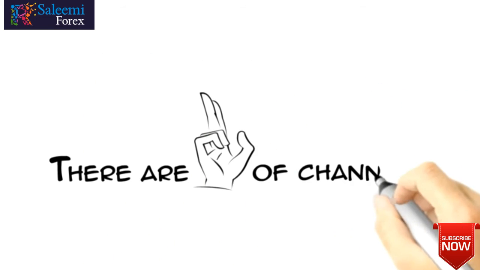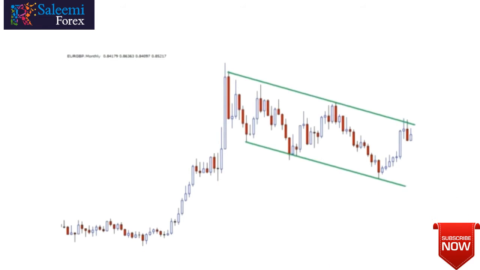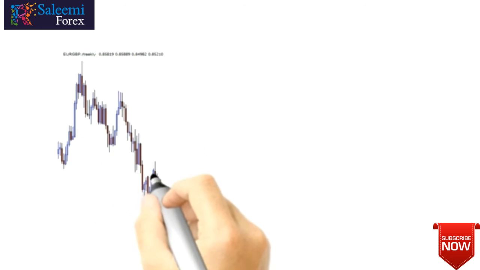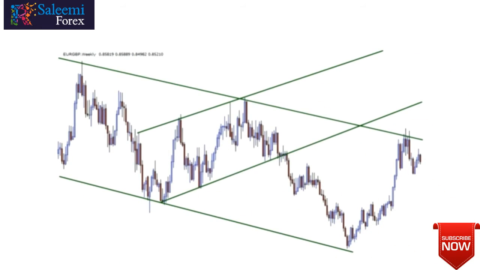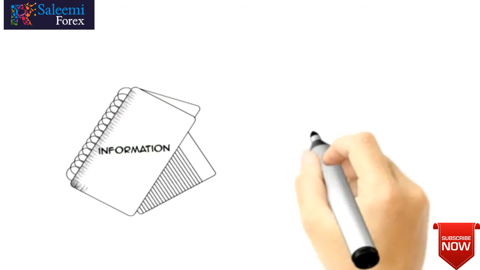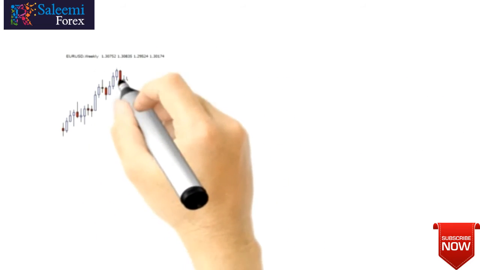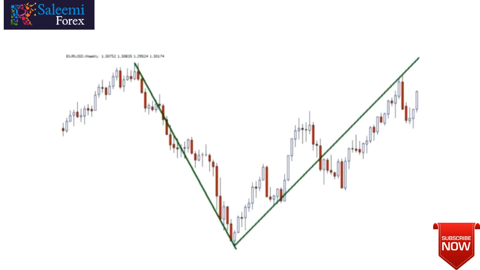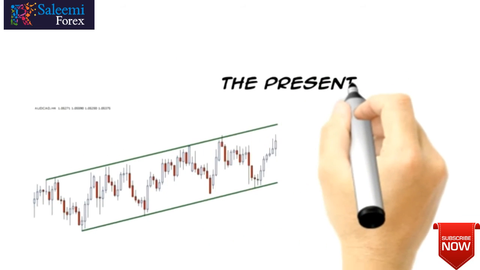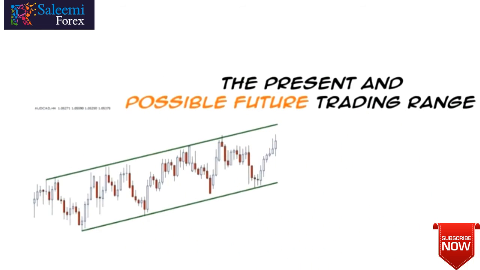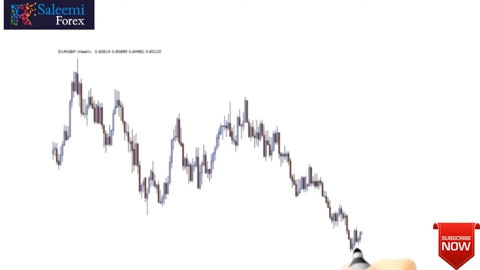There are two big advantages of channels over single trend lines. We prefer using channels over simple trend lines whenever the price range of a rising or falling trend can be captured by two parallel lines, because channels provide more useful information. 1. Better guidance for entry and exit points. While single trend lines only tell us about the slope of the trend, the upper and lower trend lines of channels also tell us about the present and possible future trading range. In other words, those upper and lower lines may help us find the best entry and exit points.